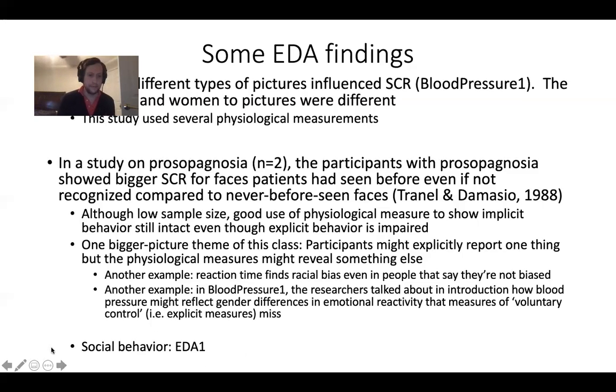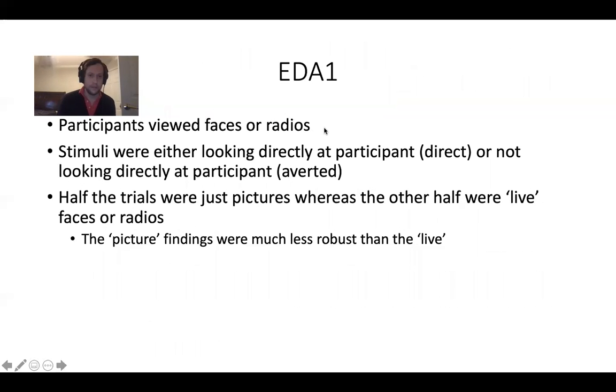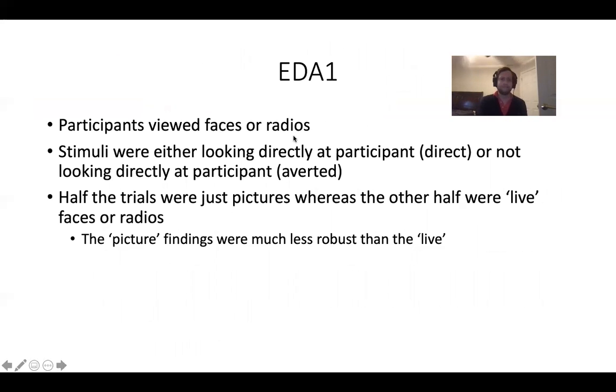And then finally, getting to EDA 1, it's a social psychology study, I would say, and they're using electrodermal activity. They're measuring, once again, skin conductance responses, to look at how people respond to different elements of eye contact when they're looking at a face versus looking at a control object, which in this study was a radio, which is shown, the word radios right there. So participants viewed the faces or radios, and the stimuli, either the face was looking directly at the person or the gaze was averted.